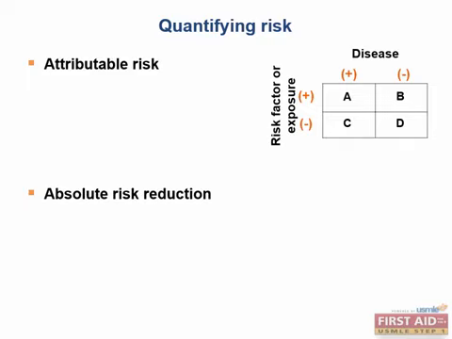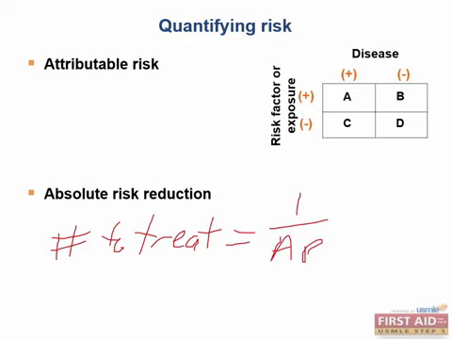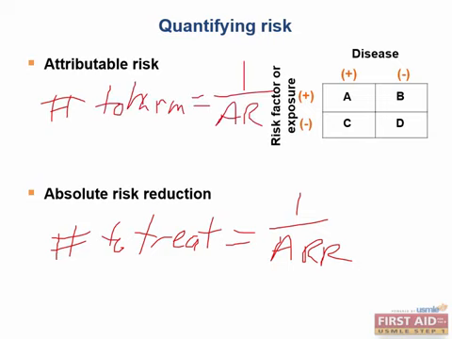The absolute risk reduction is the decrease in risk associated with an experimental treatment as compared to a placebo or control treatment. The attributable risk and absolute risk reduction are important because they are used to calculate the number needed to treat and the number needed to harm. The number needed to treat can be calculated as 1 over absolute risk reduction, whereas the number needed to harm can be calculated as 1 over attributable risk.